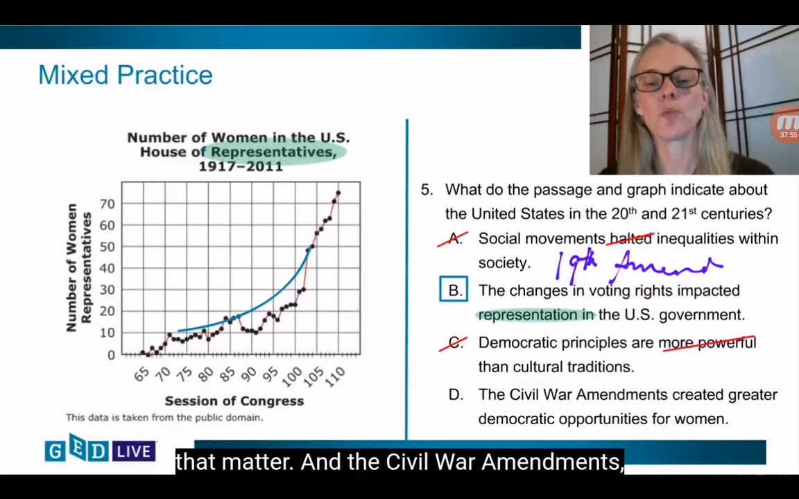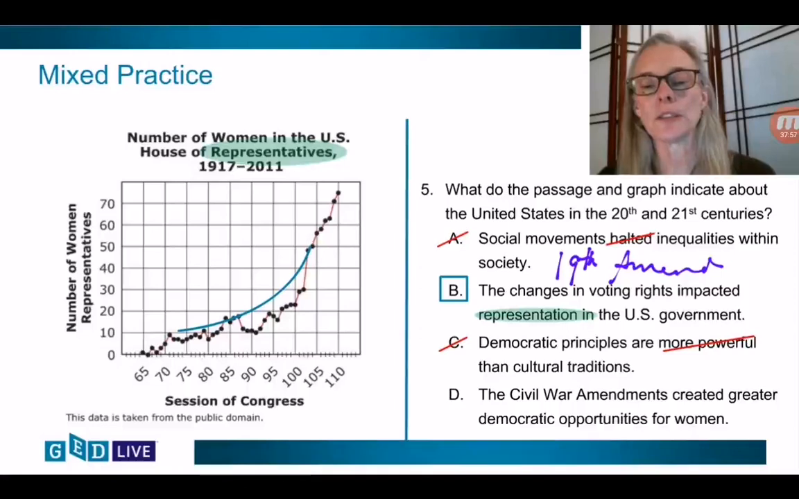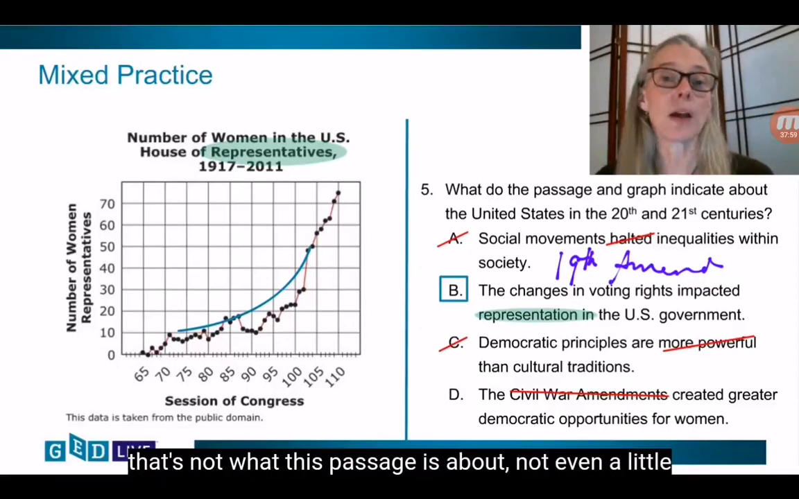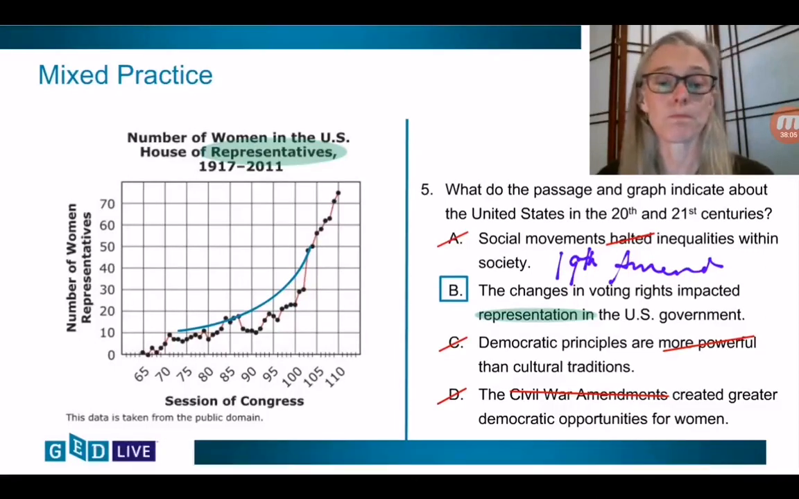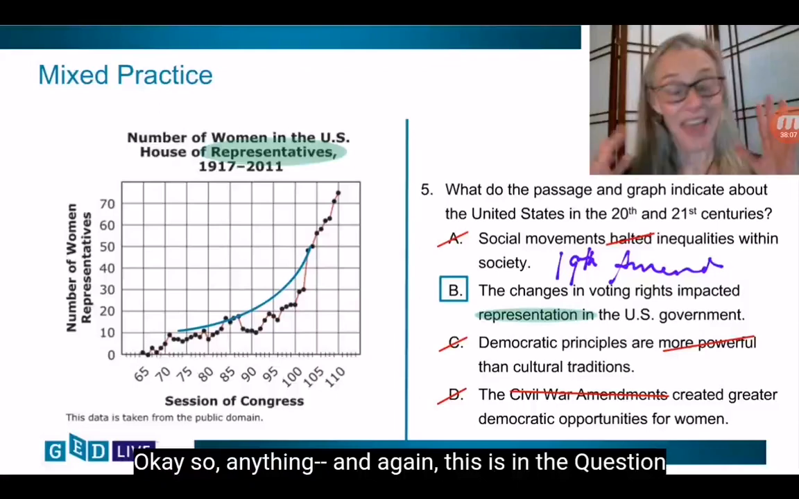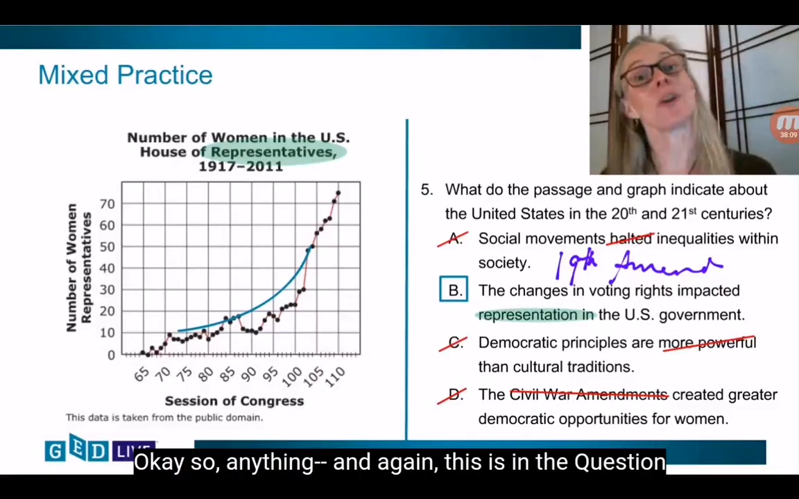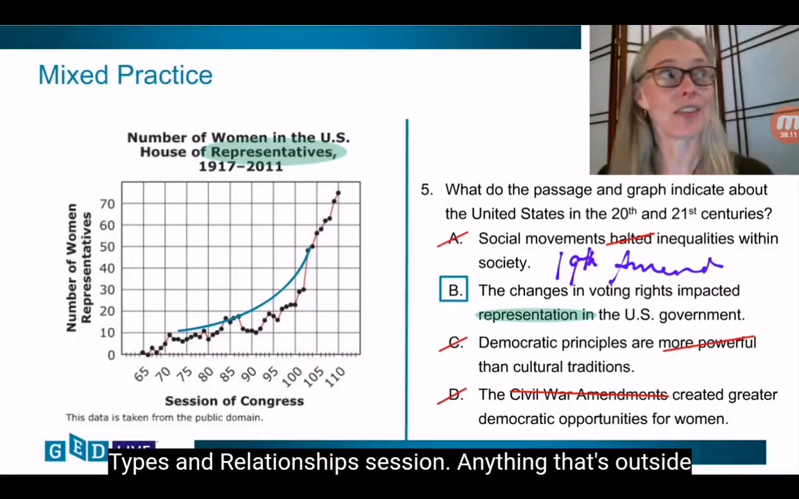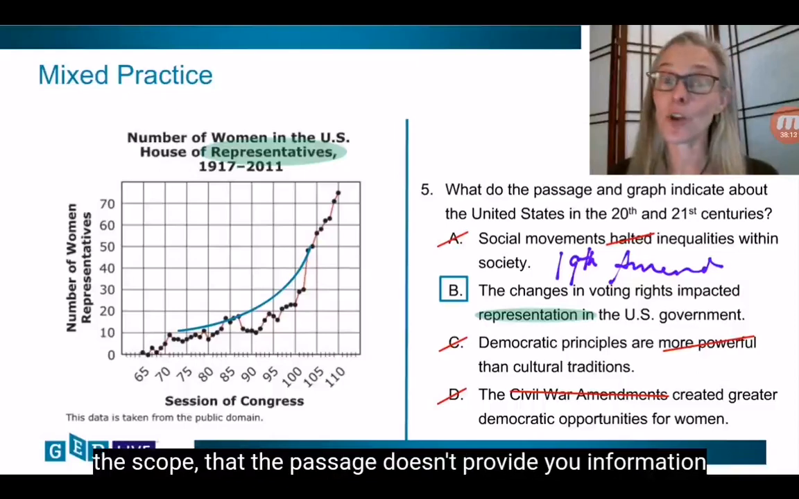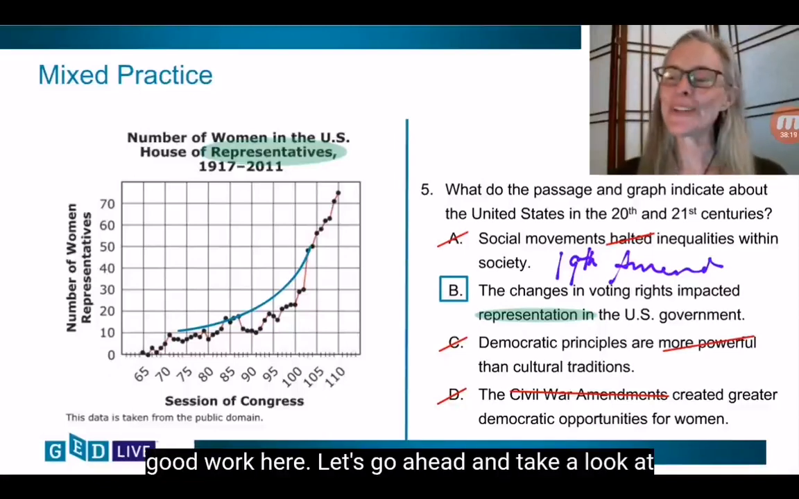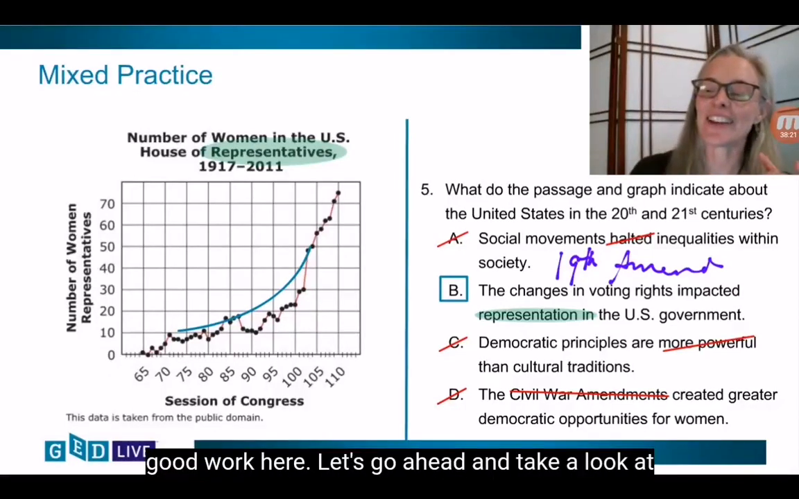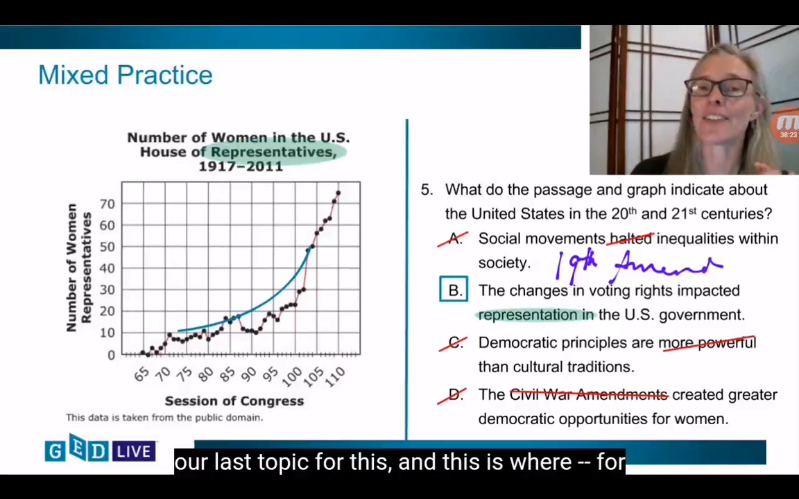And the Civil War amendments, that's not what this passage is about, right? Not even a little bit. It's about the 19th Amendment, the right to vote for women. Okay, so anything, and again, this is in the question types and relationships session, anything that's outside the scope, that the passage doesn't provide you information about, cannot be correct. So, good work here. Let's go ahead and take a look at our last topic for this.